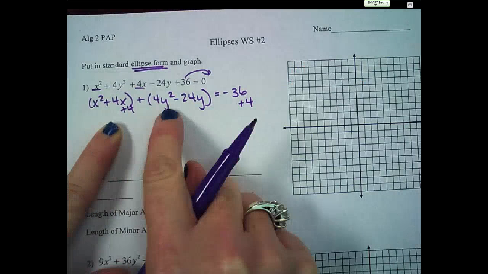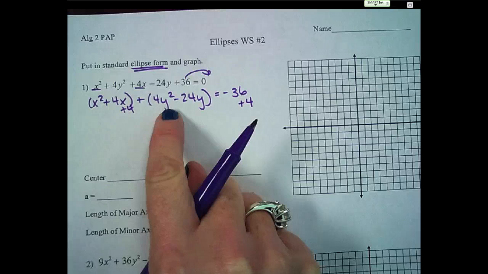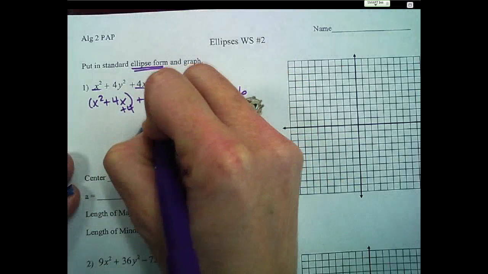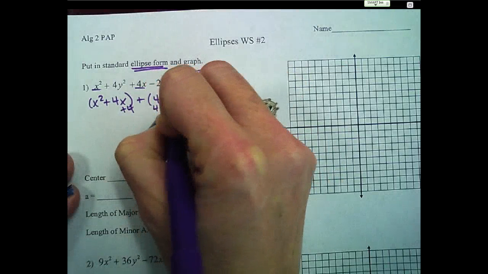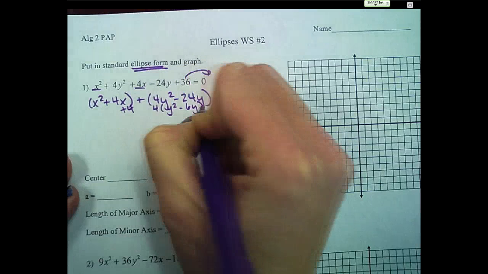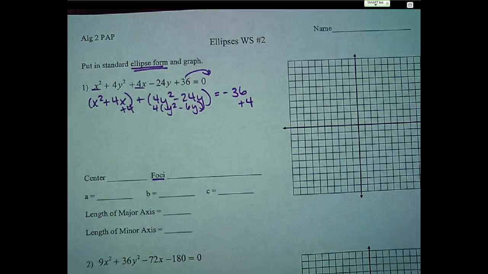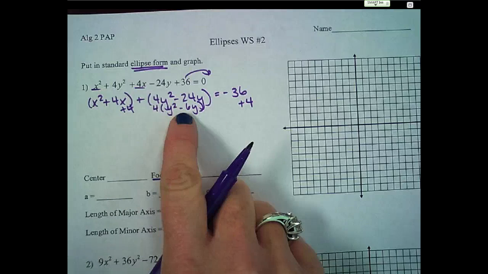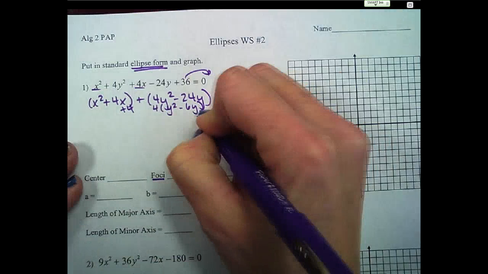Now on here though, you can't do this part. You have to factor a what out? A 4 to complete the square. So you actually have to make this 4 times y squared minus 6y. Now you can complete the square. So what's half of 6? 3, and 3 squared is 9. So you're going to add 9.